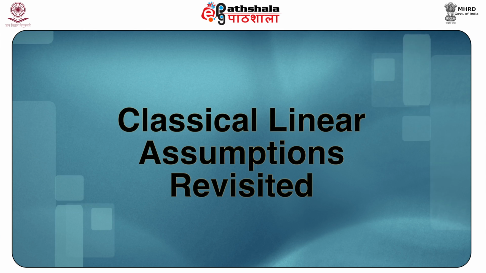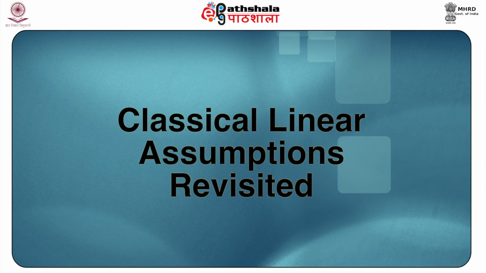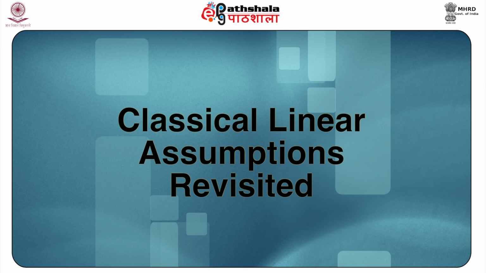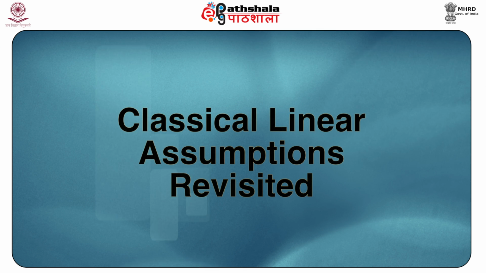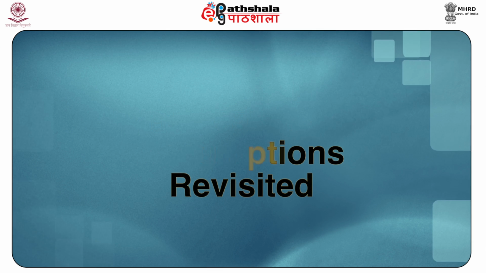Let's now look at what the underlying assumptions are and try to revisit some of these classical linear assumptions in this section. The properties of the estimators, which are unbiasedness, efficiency, and consistency, are contingent on the classical linear assumptions. In this section, we shall revisit the assumptions in relation to the multiple linear model.